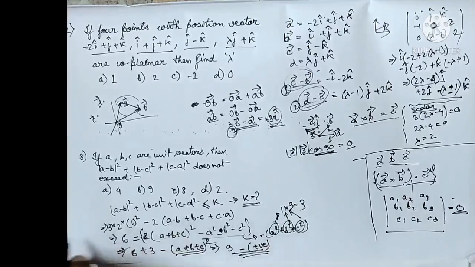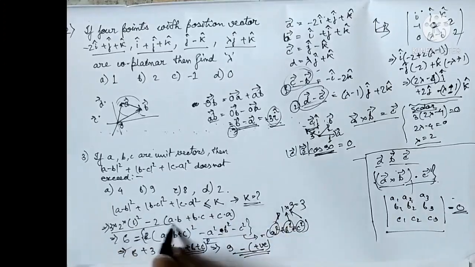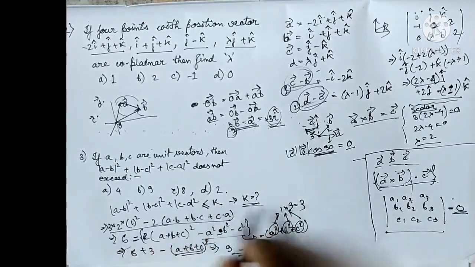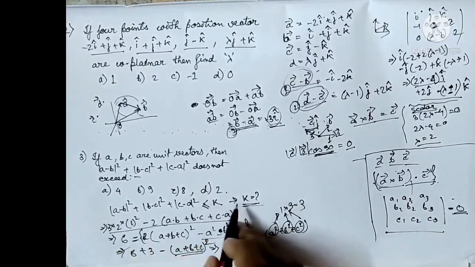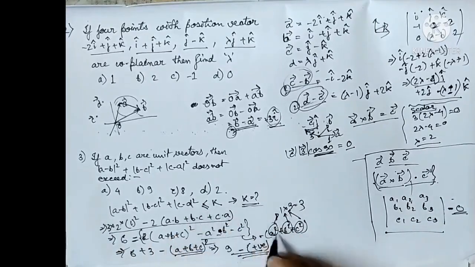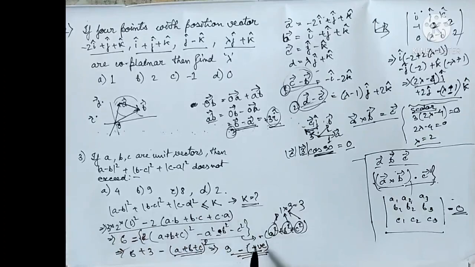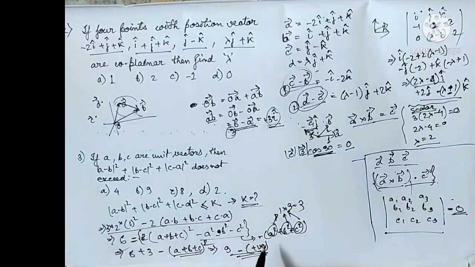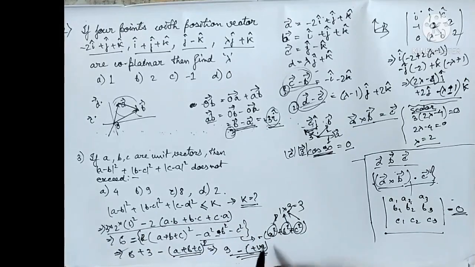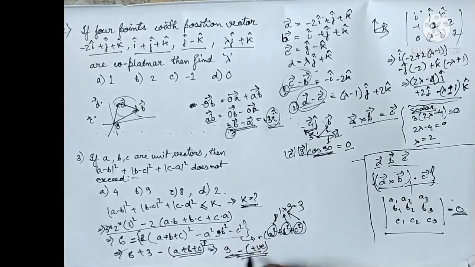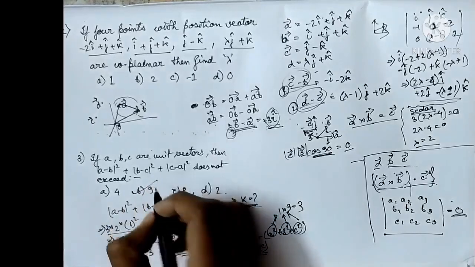So here we were calculating k, right? We are calculating k. So this whole term must be less than or equal to 9. So k is 9 here. The correct option is this one.